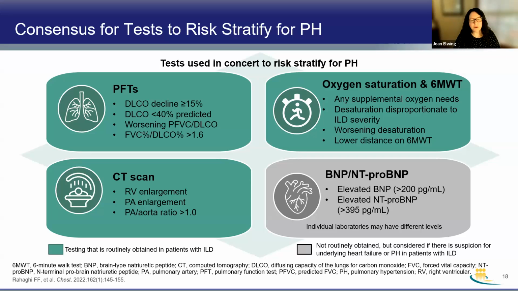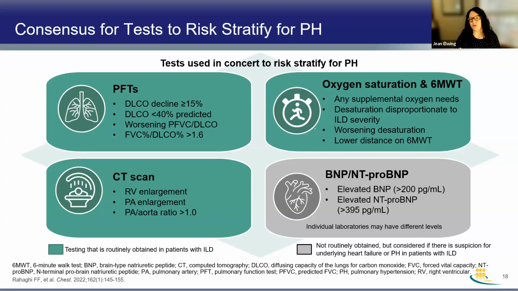Looking at the CT scan, it's more than the parenchyma. We need to look at the whole picture, get the most out of the study, look at the size of the RV, the size of the pulmonary artery, and that ratio of the PA to the aorta. And if it's greater than 1, we need to be thinking, what is going on in the pulmonary vascular bed? If there's need for more supplemental oxygen, more desaturation, or lower walk distance, think, is something new going on? What could be happening? It could be changes in the vasculopathy.